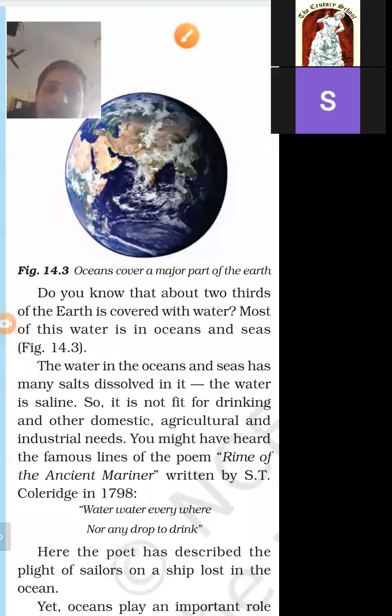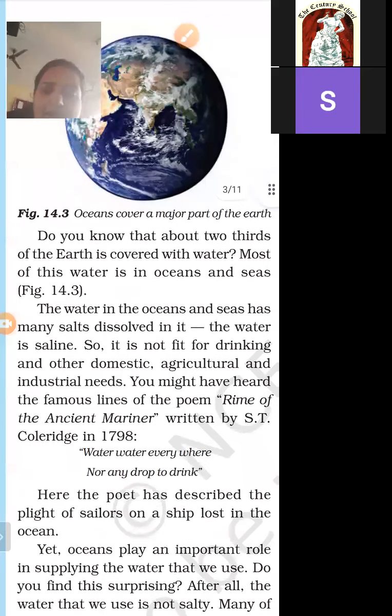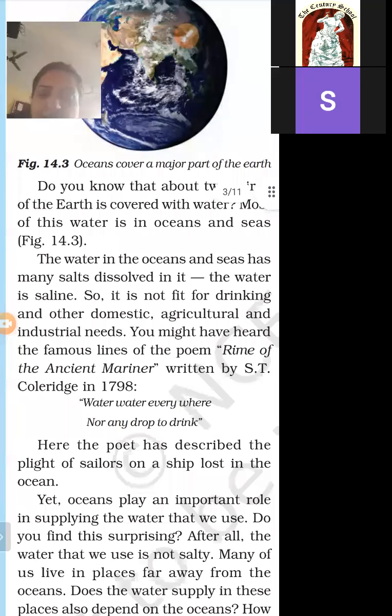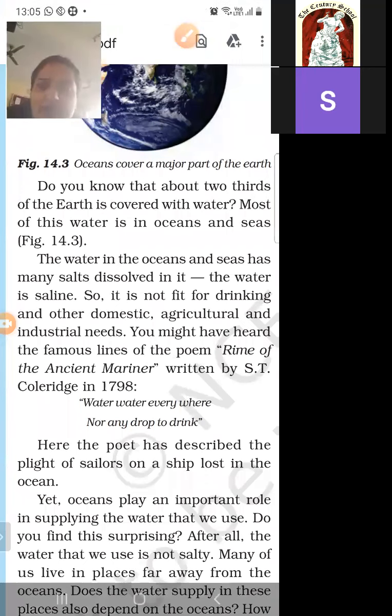And we can't drink this water, and so you have read the famous poem lines, water, water everywhere, nor any drop to drink. जो एक सेलर्स जिसका जहाज गुम हो गया, शिप जो गुम हो गया है ओशियन में, उसके आसपास पानी है, बट दे हैव नॉट एनी ड्रॉप टू ड्रिंक बिकॉज ocean water is not suitable for drinking.